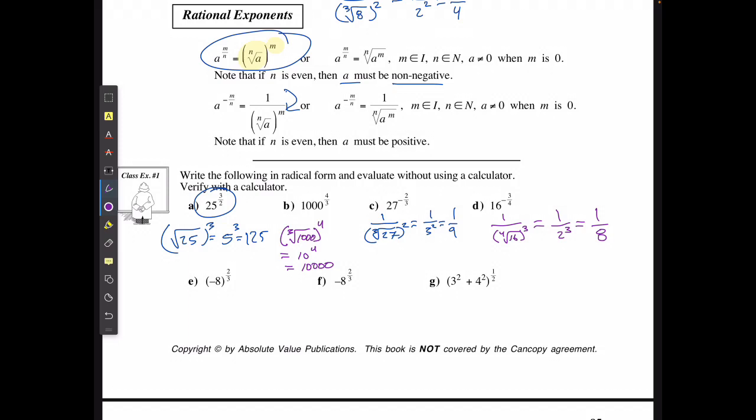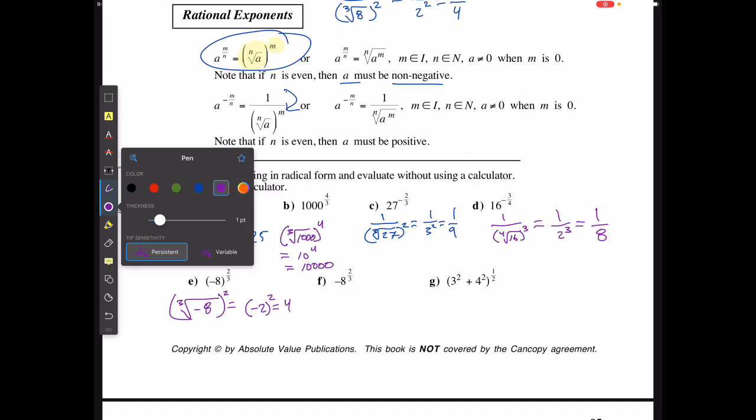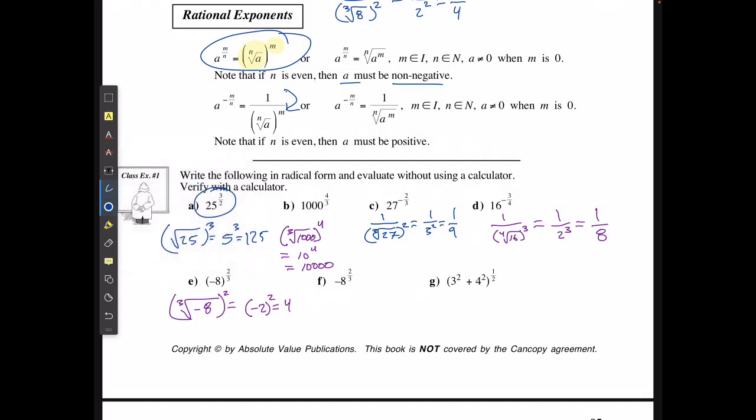For example E, this is the same as the cube root of negative 8 squared, or negative 2 squared, which gives me positive 4. For example F, this is the same as the negative of the cube root of 8 squared, which is the same as the negative of 2 squared, which is the same as negative 4.